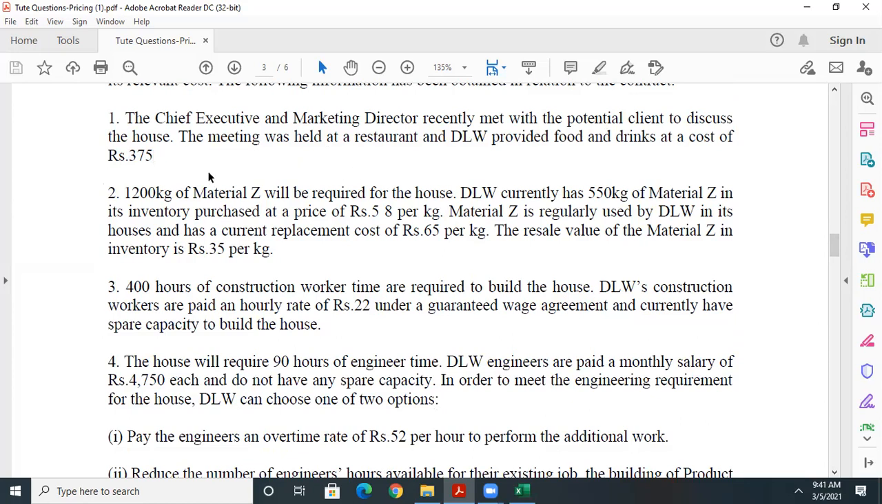මේ කාරණාව තේරුම් ගන්න, right? The chief executive and the marketing director recently met with the potential client to discuss the house. So ආයතනයේ chief executive සහ marketing director, CEO සහ marketing director ගිහිල්ලා client ව හම්බෙලා එයාලගේ meeting එක තිබිලා තියෙන restaurant එක. එතනදී DLW නැත්නම් entity එක තමයි මේ refreshment serve කරලා තියෙන්නේ. ඒකට food and drink cost එක incur කරලා තියෙනවා 375.